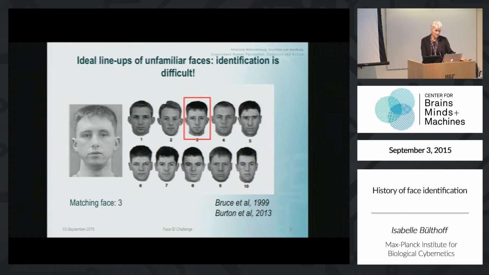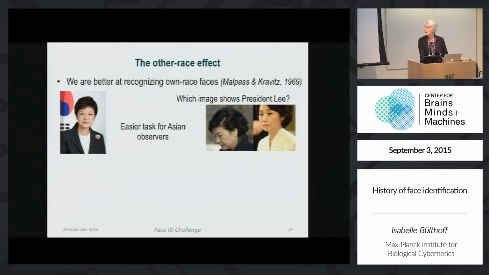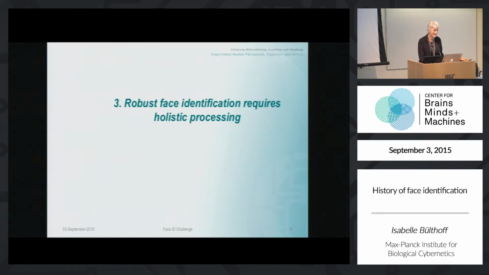Here's the answer. Then another well-known fact is that own race faces are recognized more easily than other race faces. And here is an example for that. It's easier for Asian observers to tell which of these 2 faces represent the same person, as here. This is the president of Korea. And for Caucasians, this is easier, even if you don't know the faces. It's easier for your own race faces. And here are the answers.